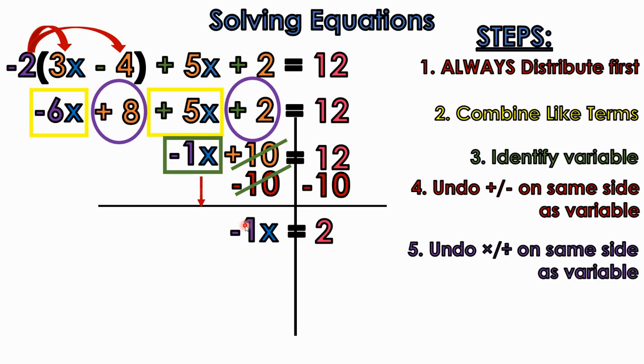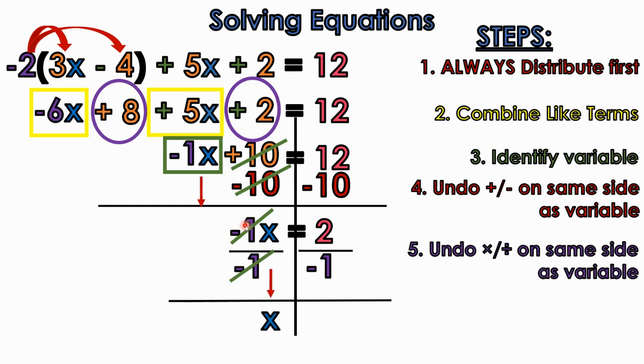So what I can do is undo that with division. I can divide by a negative 1. A negative 1 divided by a negative 1 is a positive 1x, which is what I want. Positive 1x is the same thing as just x by itself. And then 2 divided by a negative 1 is a negative 2.